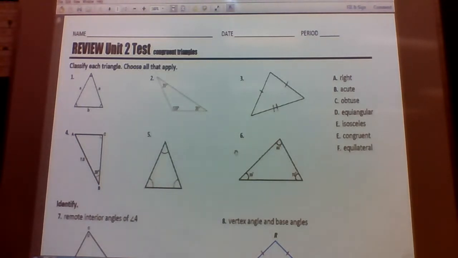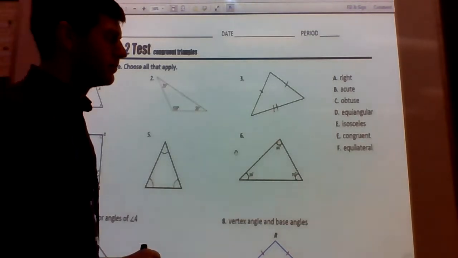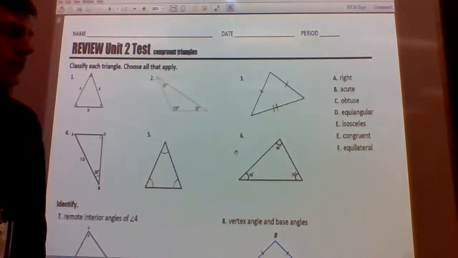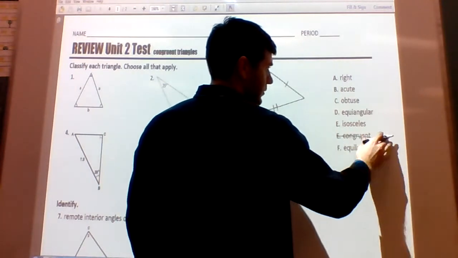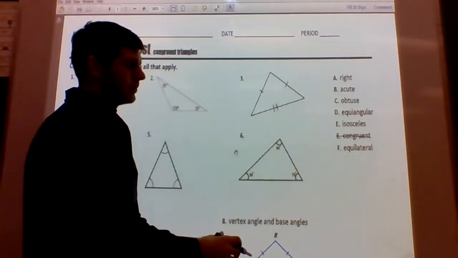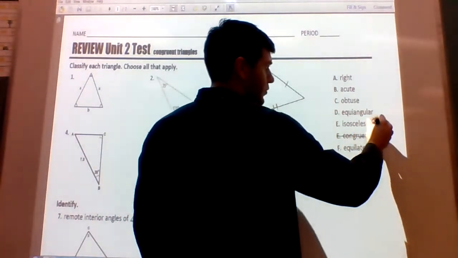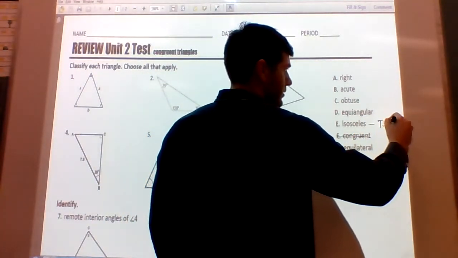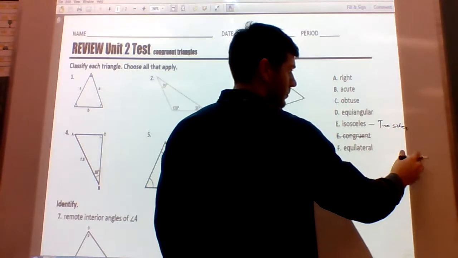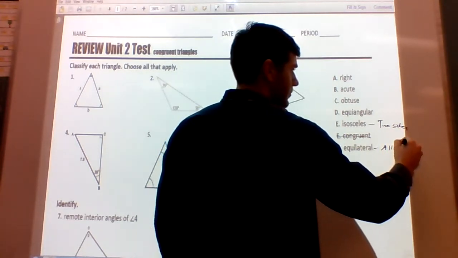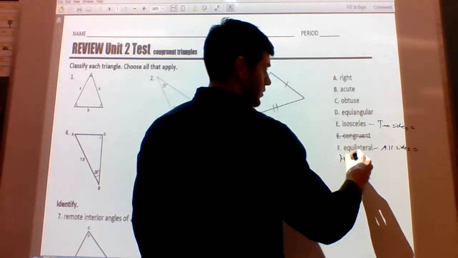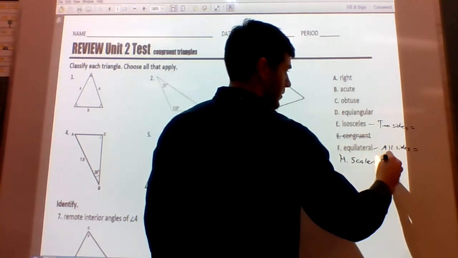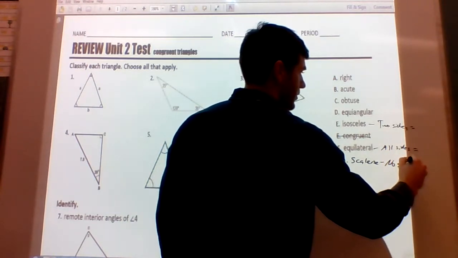So number 1 through 6, they're asking us to classify each triangle, choose all that apply. So we have 3 different ways to classify triangles by sides. We have 3 different ways. If 2 sides are the same, they're isosceles. If all sides are the same, all sides are equal. And then scalene: no sides are equal.